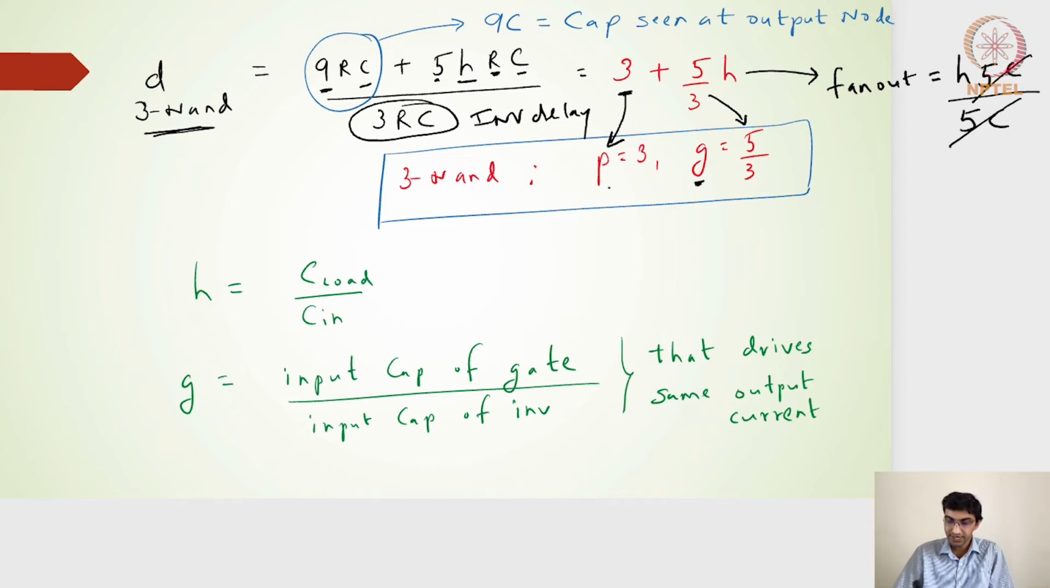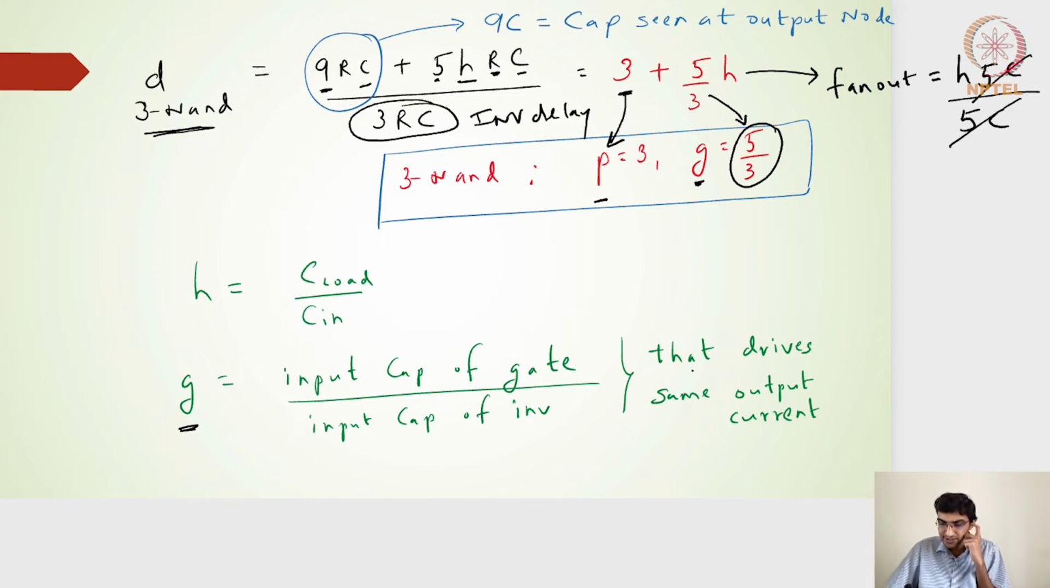G is the logical effort and P is the normalized parasitic factor, which are 3 and 5 by 3 respectively. Once again, I have explained that H is nothing but the load capacitance divided by the input capacitance of its own stage. Logical effort is the input capacitance of the gate divided by the input capacitance of the inverter. So this 5 by 3 is basically a benchmarking, a ratio of the gate input capacitance and that of the inverter's input capacitance. So we are basically checking the driving strength of the gate with respect to that of the inverter, right?